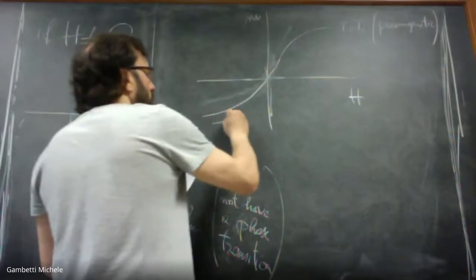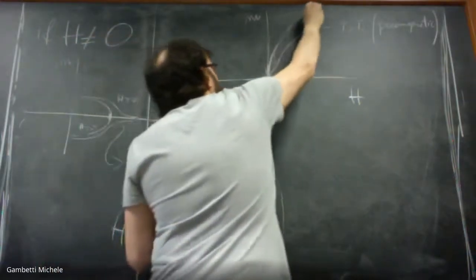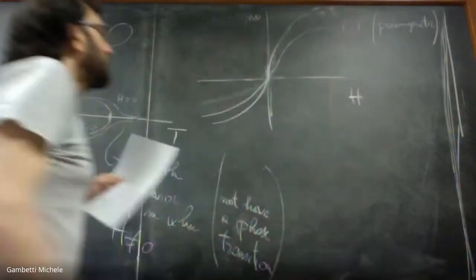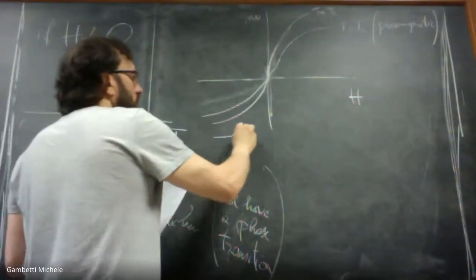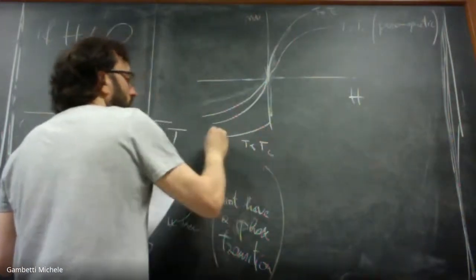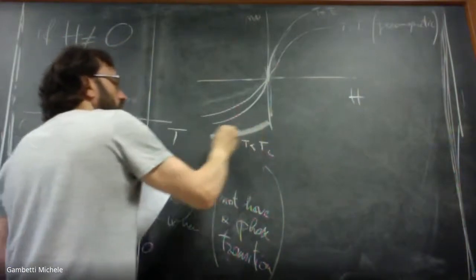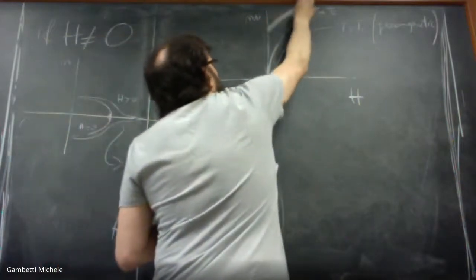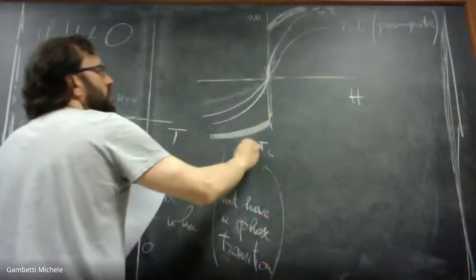So, it should be something like this, in which at this point the derivative is infinity. So T equal to Tc. And finally, when T is smaller than Tc, I have this, here we need some color. I will have a behavior like this. Okay, so this corresponds to T smaller than Tc.